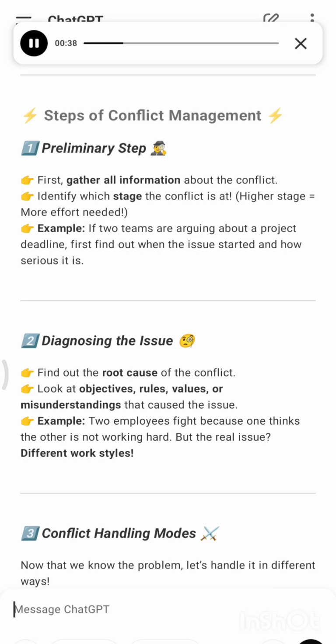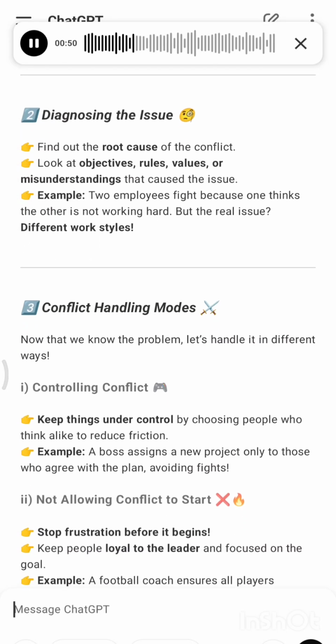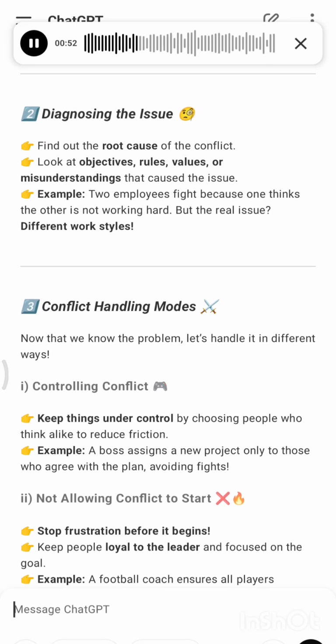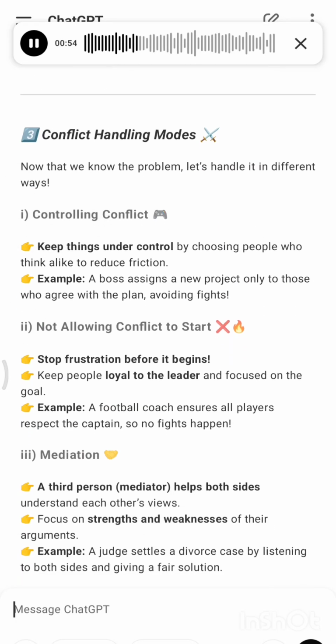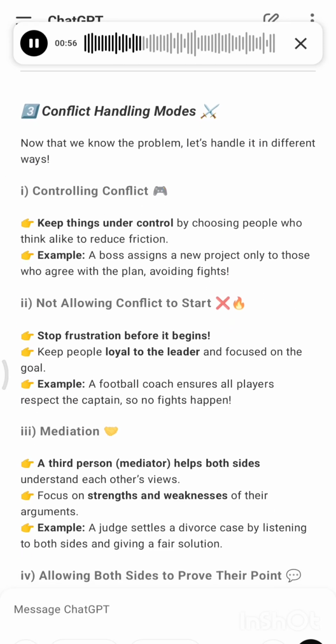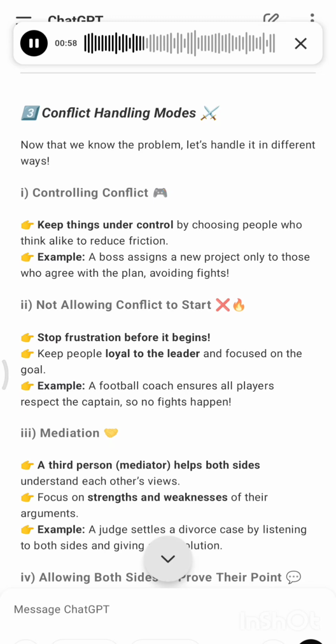Find out the root cause of the conflict. Look at objectives, rules, values, or misunderstandings that cause the issue. Example, two employees fight because one thinks the other is not working hard, but the real issue? Different work styles. Conflict handling modes. Now that we know the problem, let's handle it in different ways.